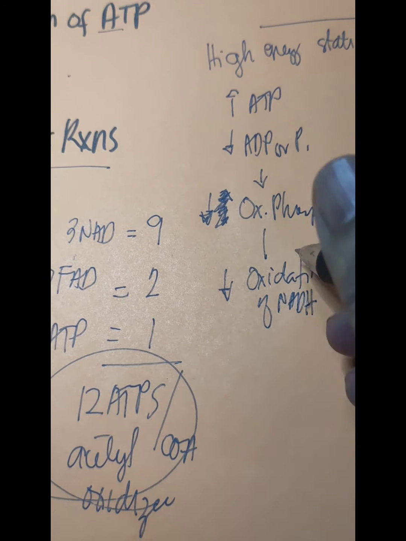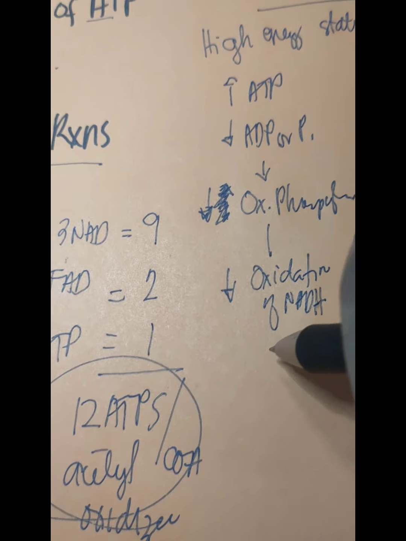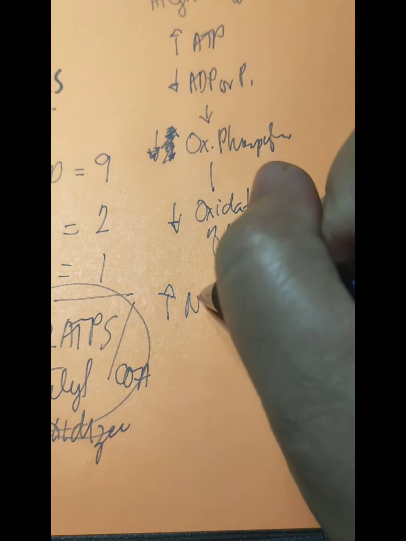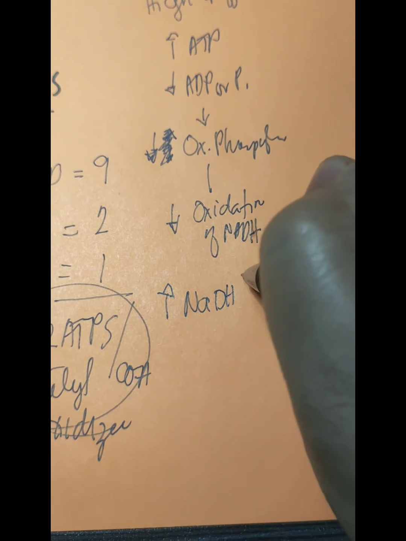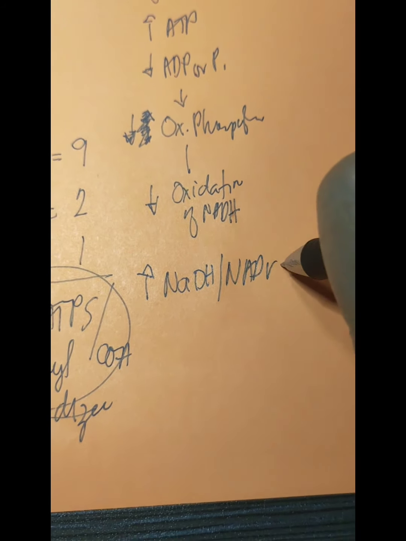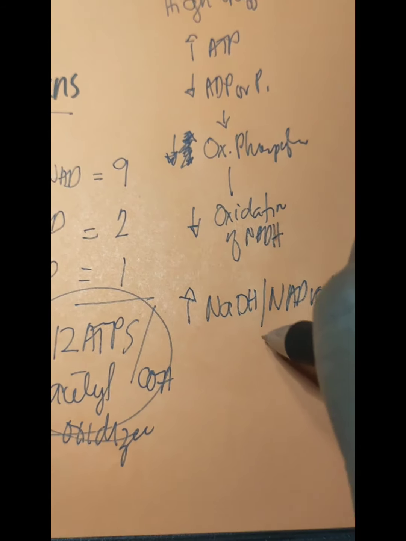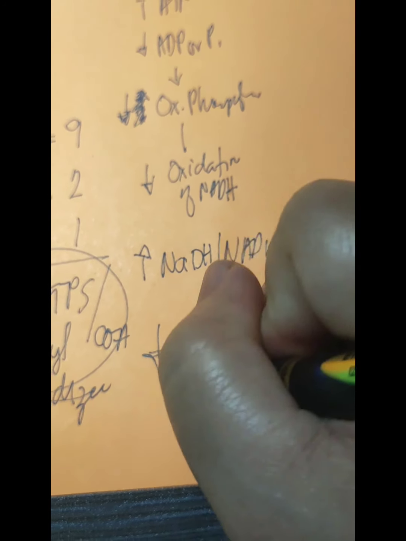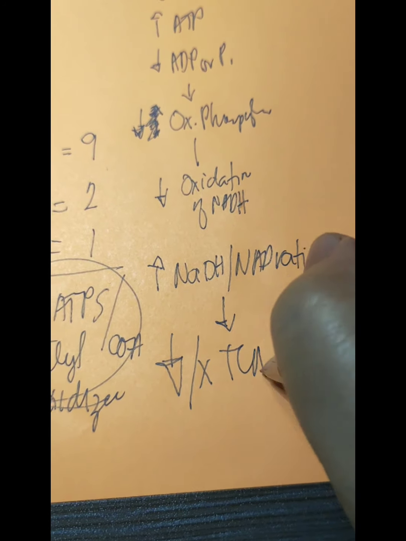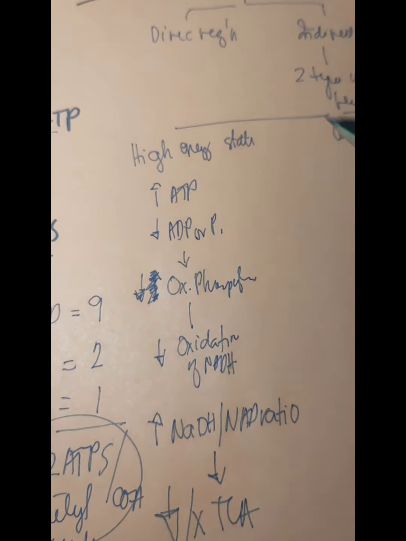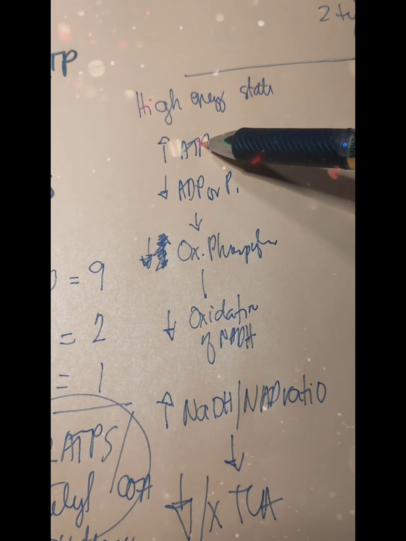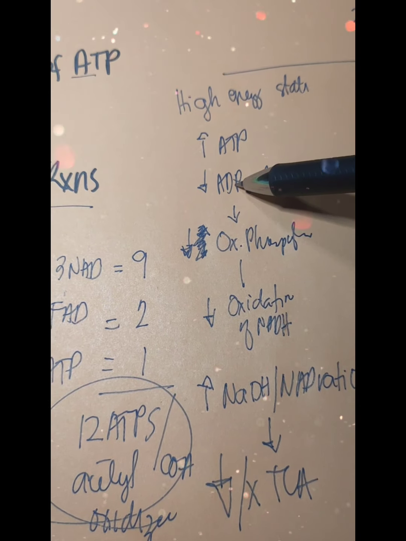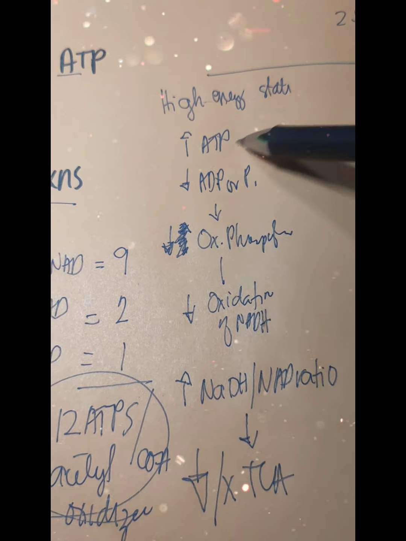Tama po ba? And then, because of the decrease in oxidation of NADH, there will be an increased NADH/NAD ratio, and this will yield into decrease or none at all the TCA cycle. And tandaan ha, high energy, marami kang ATP, mababa ADP mo. So, wala namang trigger point para ikaw ay gumana ng gumana dahil marami nga akong stock ng ATP.